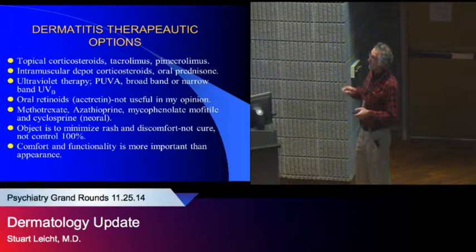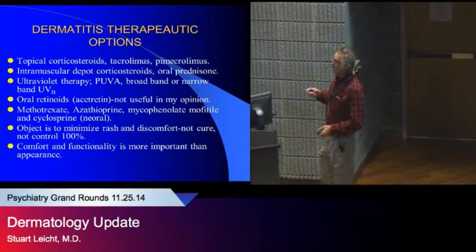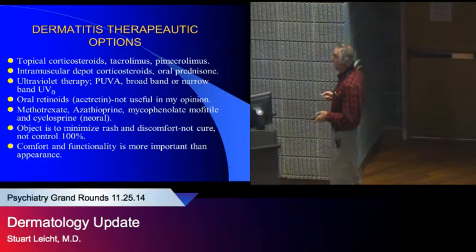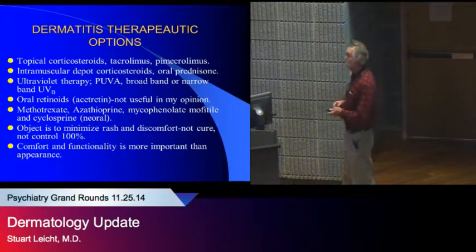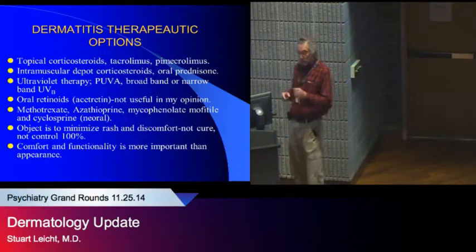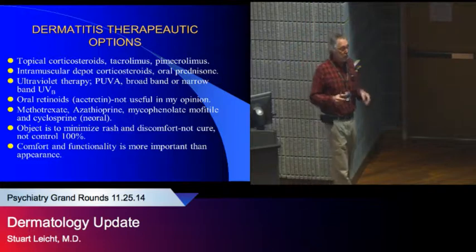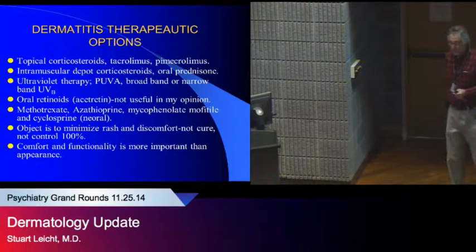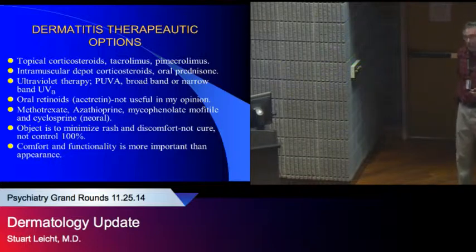The options that we have are going to be topical steroids, calcineurin inhibitors, intramuscular corticosteroids, ultraviolet therapy, oral retinoids, and then we're going to have immunosuppressive therapies. The object here is to minimize the rash and discomfort. We're not going to cure people. One of the reasons I think I do a little bit better with this than some of the local dermatologists is I'm upfront about it. They get very frustrated because it keeps coming back, and I just tell them it's going to keep coming back.